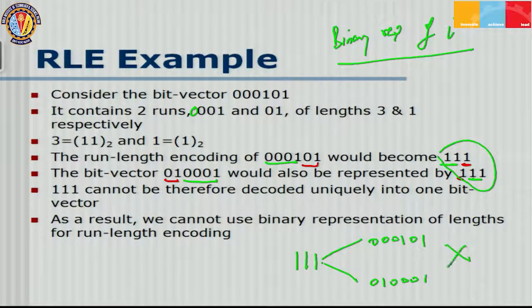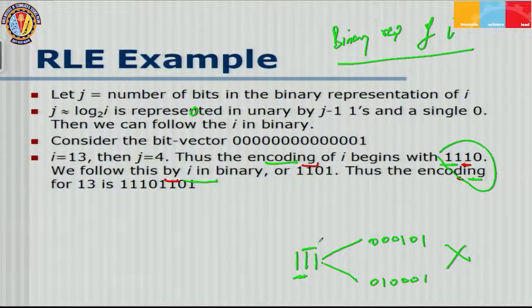So this is wrong. Any encoding scheme should lead to a unique decoding, right? Here I can decode it in two ways depending upon whether I take these two together or these two together. So this scheme cannot be used. As a result, we cannot use binary representation of lengths for run length encoding. So now the question is, what do we do?